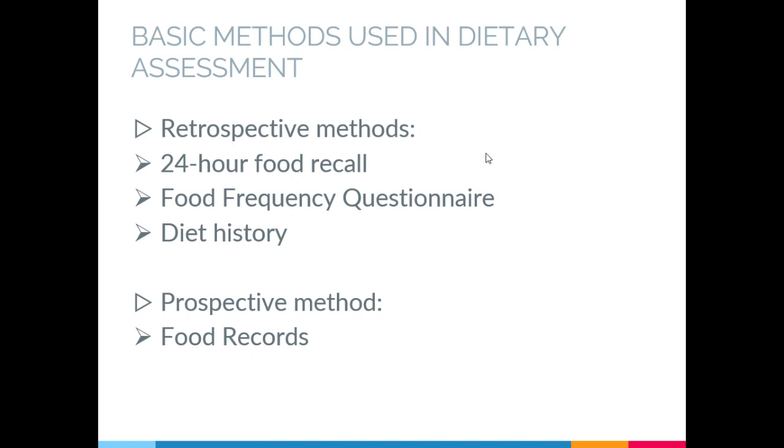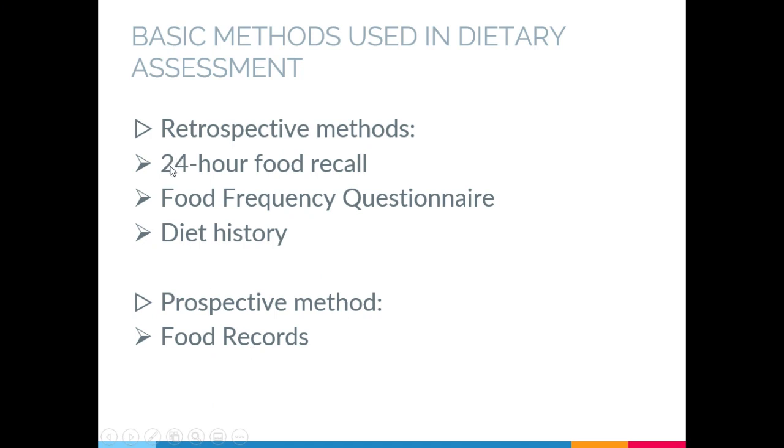So we have these basic methods used in the dietary assessment. We have the retrospective methods that include 24-hour food recall, FFQ, and diet history. We also have food records as the sole prospective method. Okay, when you say retrospective, from the past, and prospective, in the future.